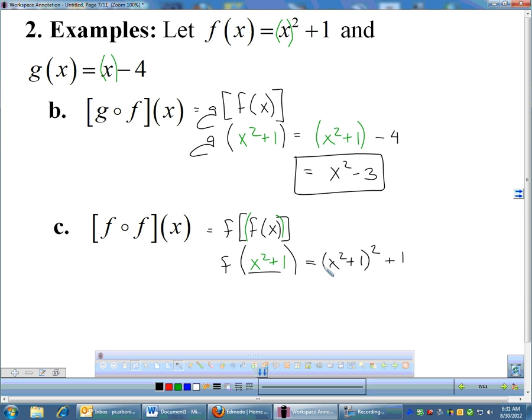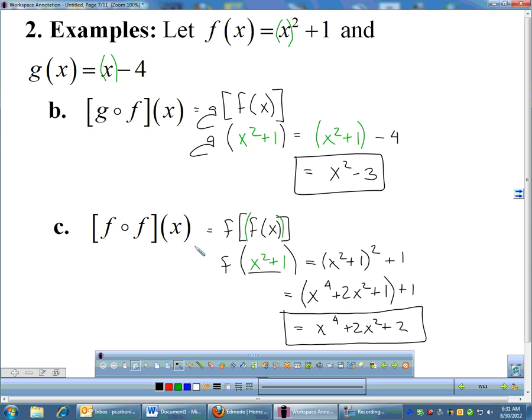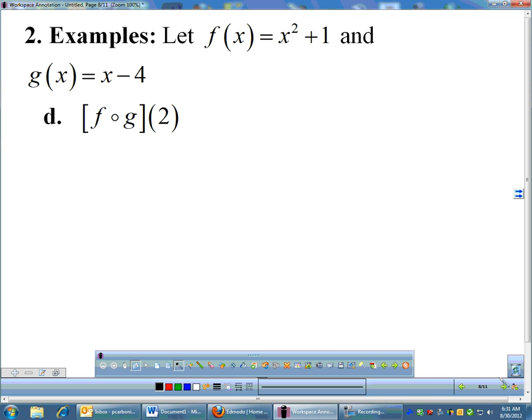And then again, we're going to completely expand that thing out. So (x squared plus 1) squared, remember you have to FOIL that. That's going to be x to the 4th plus 2x squared plus 1. That's what you get when you FOIL that, plus 1. And then we combine like terms. x to the 4th plus 2x squared, 1 plus 1 is 2. And you don't need to factor that because it's not a fraction. There's nothing that's going to cancel, so I'm going to leave it. Good?